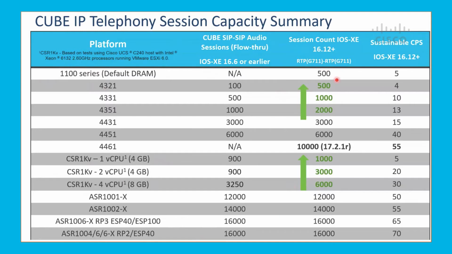codec. So ISR 4321, we used to advertise no more than 100 sessions. From this IOS XE release, it can do 500 sessions. And then the 4461, our newest box in the ISR 4K series, supports up to 10,000 calls and requires IOS XE 17.3.1 or later. For these calls, what was the call presentation rate, which is the sustainable CPS? We have also documented those.